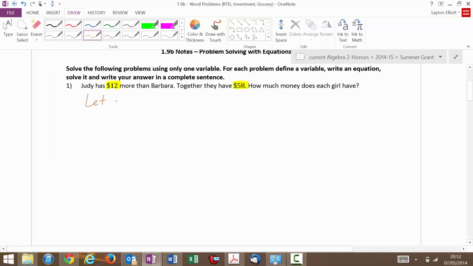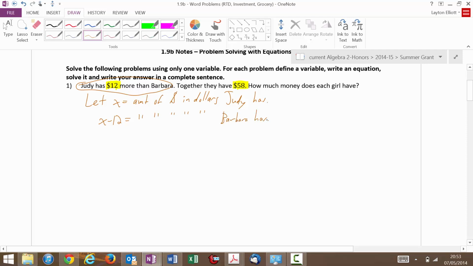I can say let x equal the amount of money, in dollars just to be specific, but if you use the dollar sign, that's fine. The amount of money in dollars Judy has. Now, we can be open to changing this because it says Judy has $12 more than Barbara. That means that Judy has more. So if I subtract 12 from the amount that Judy has, I'm going to get the amount of money in dollars that Barbara has.